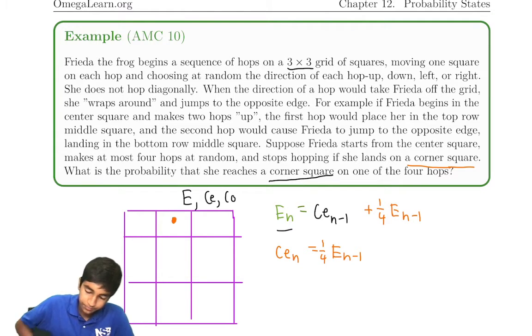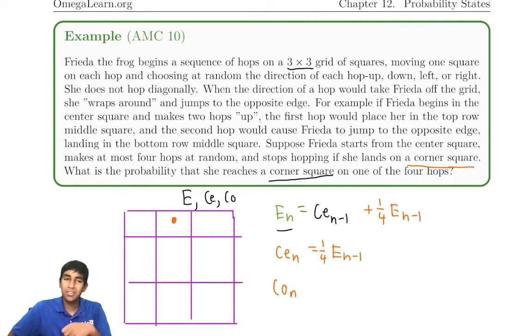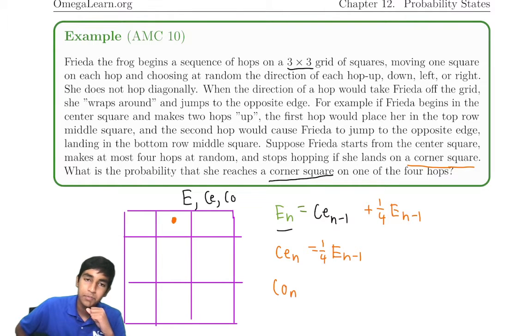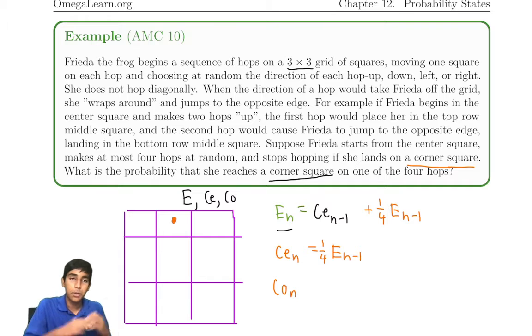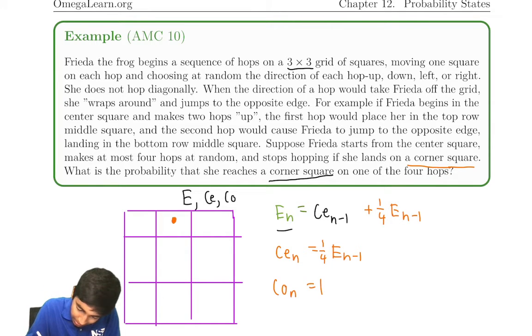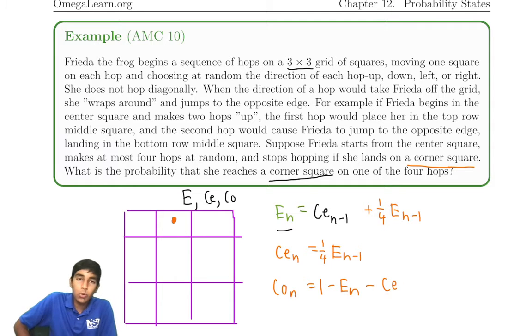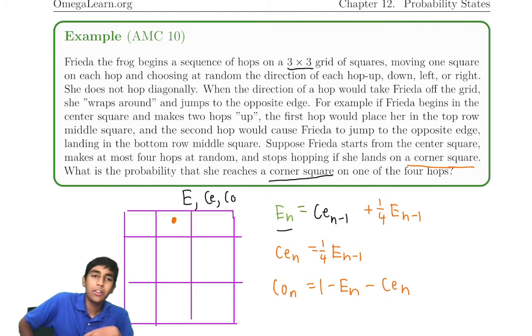Now, what about corners? Well, we could write another equation just like we did earlier, but a key thing to know here is that e of n plus c of n plus the corner probability after n moves must sum to 1. Why? Because there are only 3 possible locations. So we can just write this as 1 minus e of n minus c of n, because it's just 1 minus the probability it's at an edge or center. Okay, now we have these equations. What do we do with them?